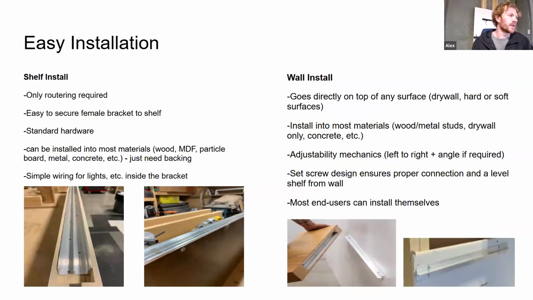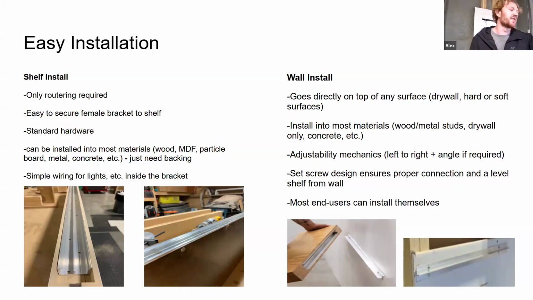Moving on to the easy installation part, and we did cover this a little bit already, but for the shelf install, only routering is required. Earlier I mentioned how you have to drill straight holes and also router. And for a prong system, for example, for us, only routering is required, although it is a deeper router, right? It's easy to secure the female bracket to the shelf. Essentially, if you've got backing, you can basically install the bracket into any shelf type. It can be wood, MDF, particle board, metal, concrete, really anything as long as it has backing to attach that bracket to.